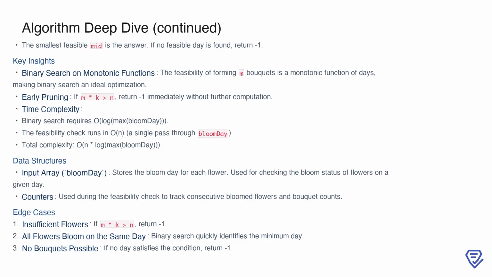The time complexity of this solution is determined by the binary search and the feasibility check. Binary search operates in O(log(max(bloomDay))) iterations, while each feasibility check involves a single pass through the bloomDay array, which is O(n). Therefore, the total complexity is O(n log(max(bloomDay))). By combining this with simple data structures like counters and a linear array traversal, we achieve an efficient solution that handles large inputs gracefully.